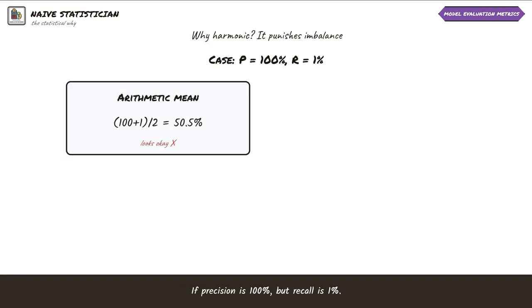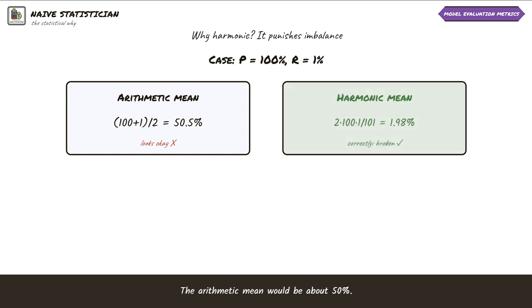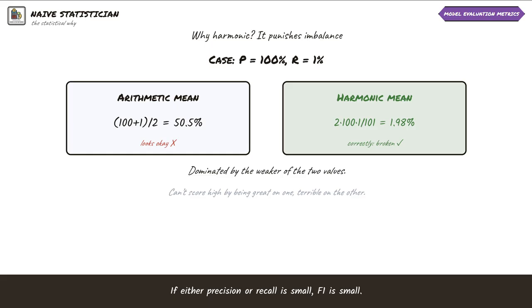If precision is 100% but recall is 1%, the arithmetic mean would be about 50%. Sounds okay. But the harmonic mean would be about 2%, correctly telling you the model is broken. The harmonic mean is dominated by the smaller of the two values. If either precision or recall is small, F1 is small. You cannot get a high F1 by being great on one and terrible on the other.